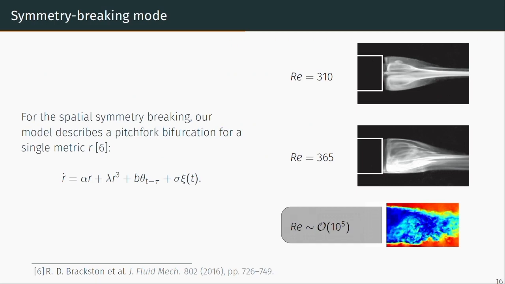So if we look first at that static symmetry breaking feature of the wake, this arises from a pitchfork bifurcation. If we modify that more general model on the previous slide, and we take some single metric R, which quantifies somehow this asymmetry of the flow, we can say that it's governed by this equation, which governs a pitchfork bifurcation, with the addition of some term which quantifies the influence that our flaps are able to have on this flow feature, and then the addition of this stochastic term.